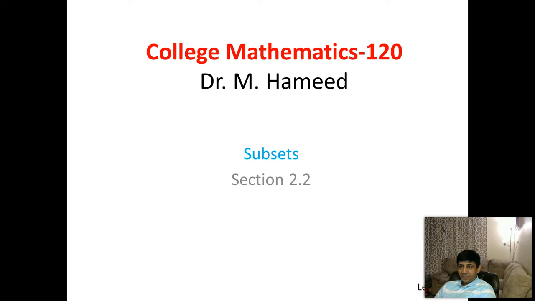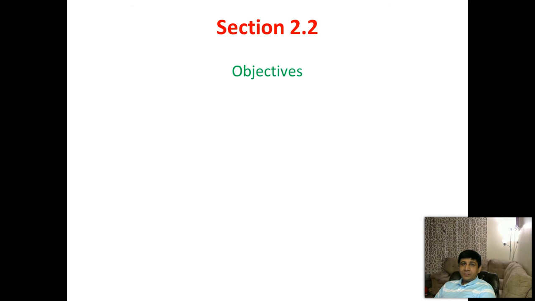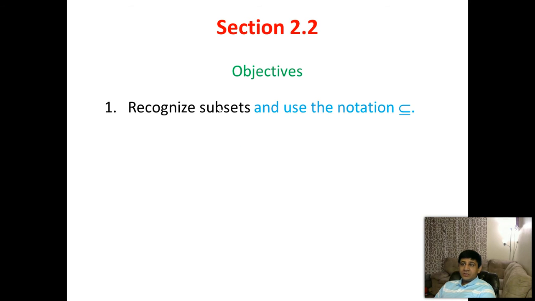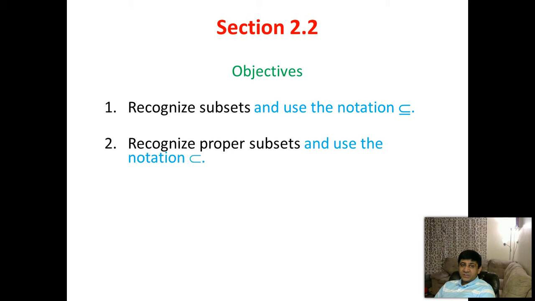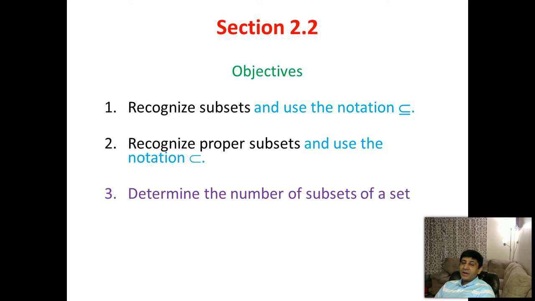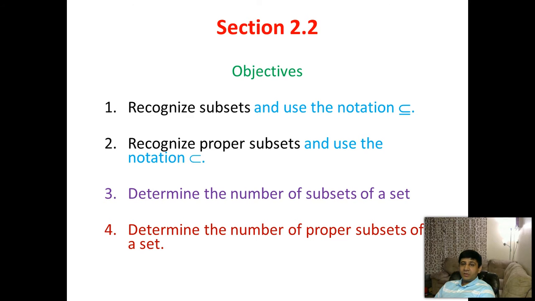Today we'll talk about section 2.2 in chapter 2, which is about subsets of a given set. In this section we will define and recognize subsets of a given set. We'll talk about proper subsets of a given set, and we will see how to find the number of subsets of a given set, and similarly the number of proper subsets of a given set.